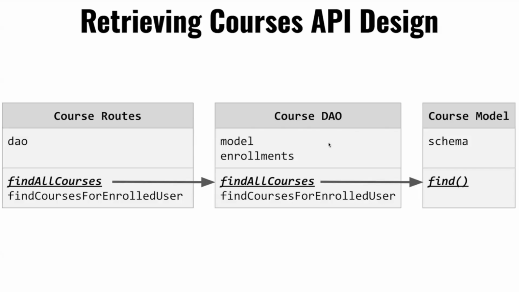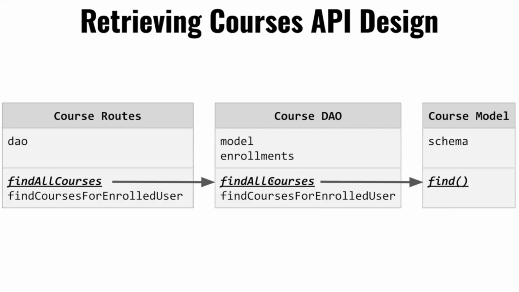And so here we're going to implement that in our course DAO, and these functions are going to use the find method in the model. Remember, the model provides all these functions: find many, find one, find by ID, all these finder methods, and they're all defined in terms of the schema. The DAO is going to basically use the model's find function to retrieve either all the courses or the courses that we are enrolled in.